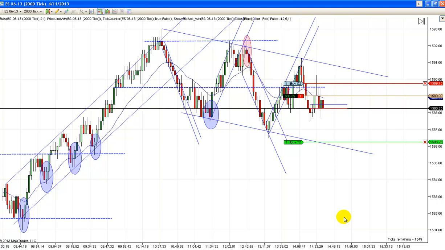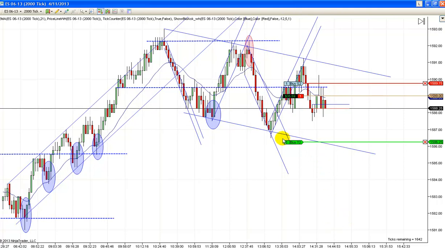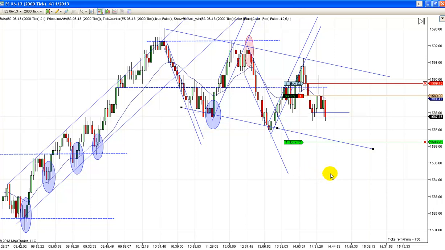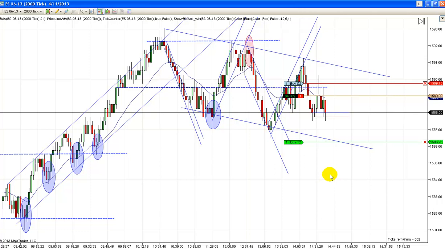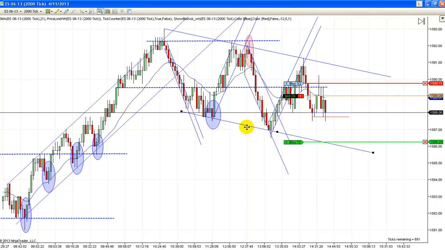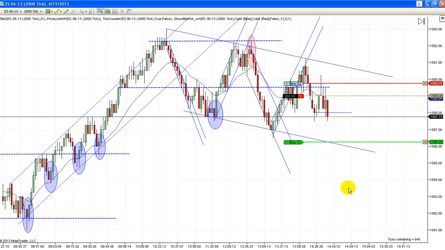Here we go. But I'm looking for this thing to make a retest down here and possibly touch the other end of what I think is the range here. This might even be a little higher right here. We'll see what happens. We'll call it that right there.